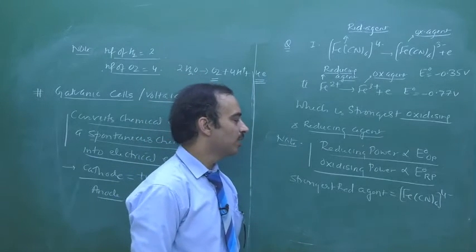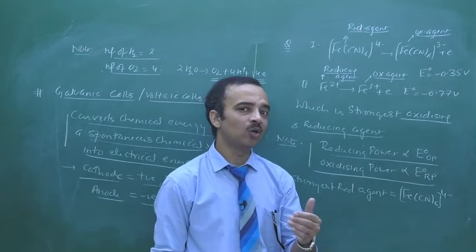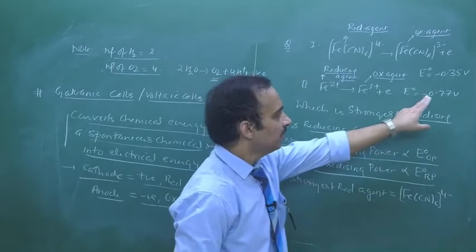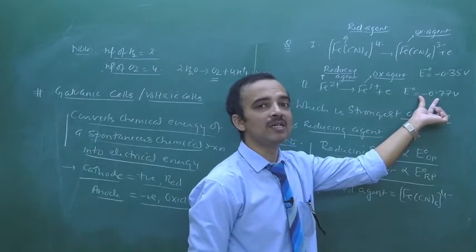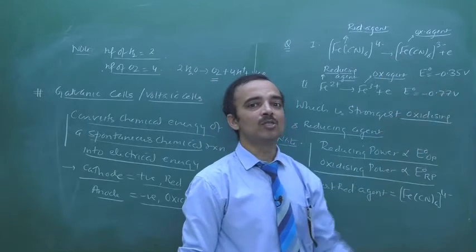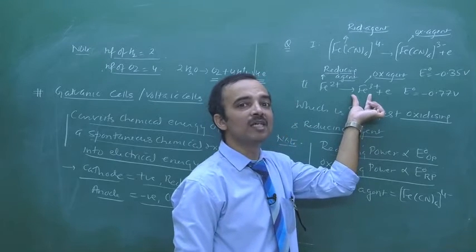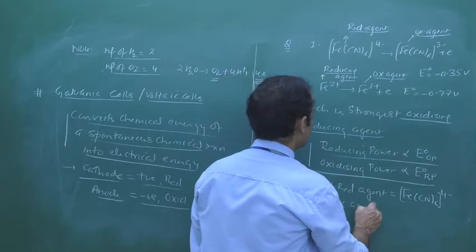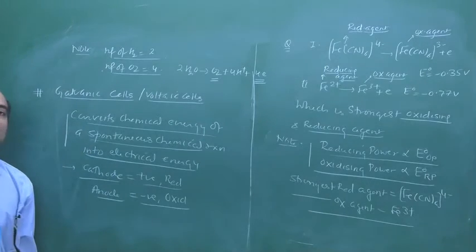Now which one is the strongest oxidizing agent? Beta, for oxidizing agent we have to compare E naught RP. Its E naught RP is plus 0.77. Its E naught RP is plus 0.35. Whose E naught RP is more? This one, plus 0.77. Therefore we can say the strongest oxidizing agent is Fe3+. Is it clear?